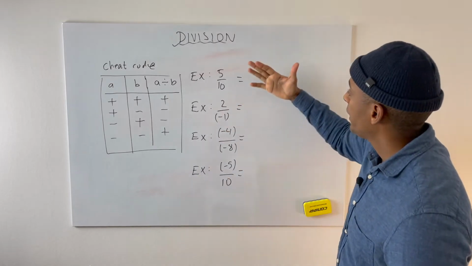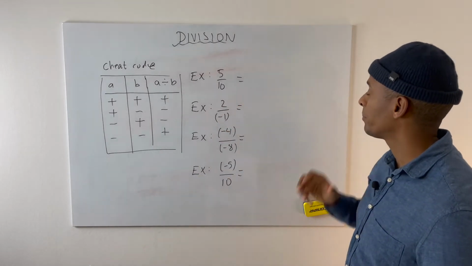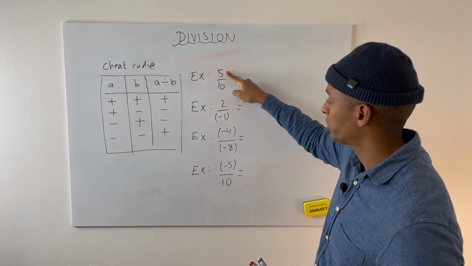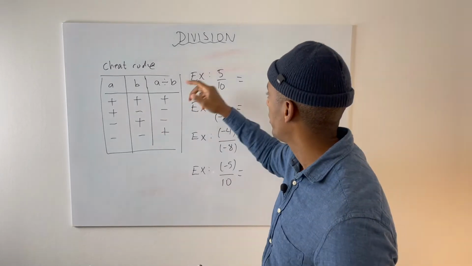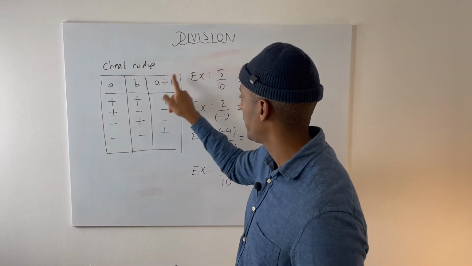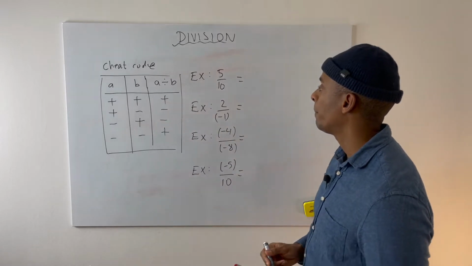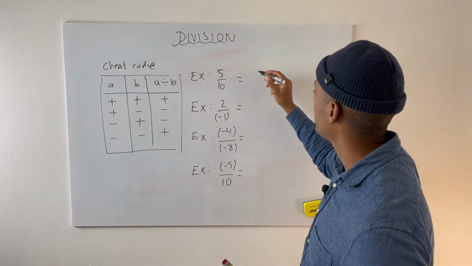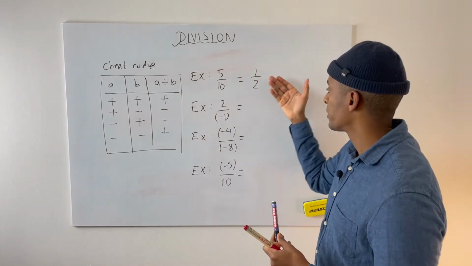But nevertheless, let's do some examples. Here we have 4 examples, and we're going to do them step by step. 5 is a positive number, 10 is a positive number. So we have 5 over 10, A is positive, that's the 5, and B is positive, that's the 10. So the result is going to be positive. And we know that 5 over 10 can be written as a half. That's the simplest form.